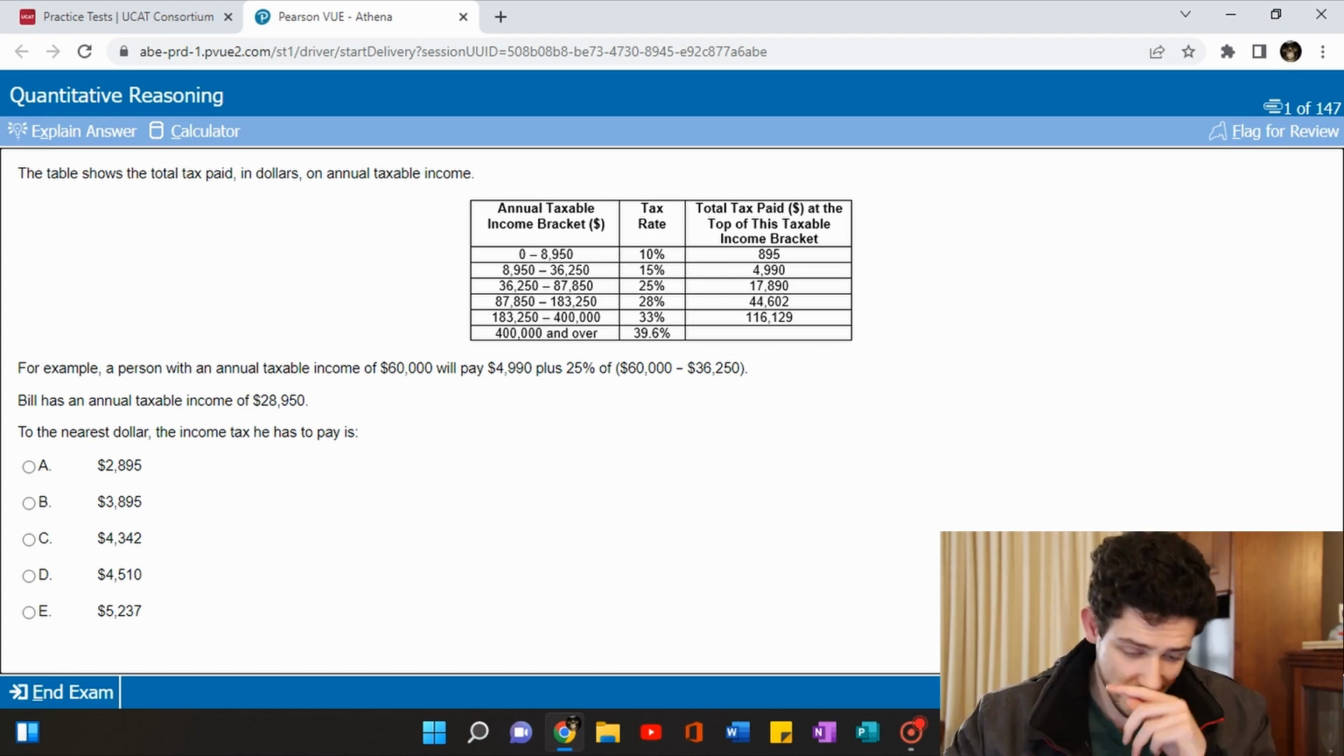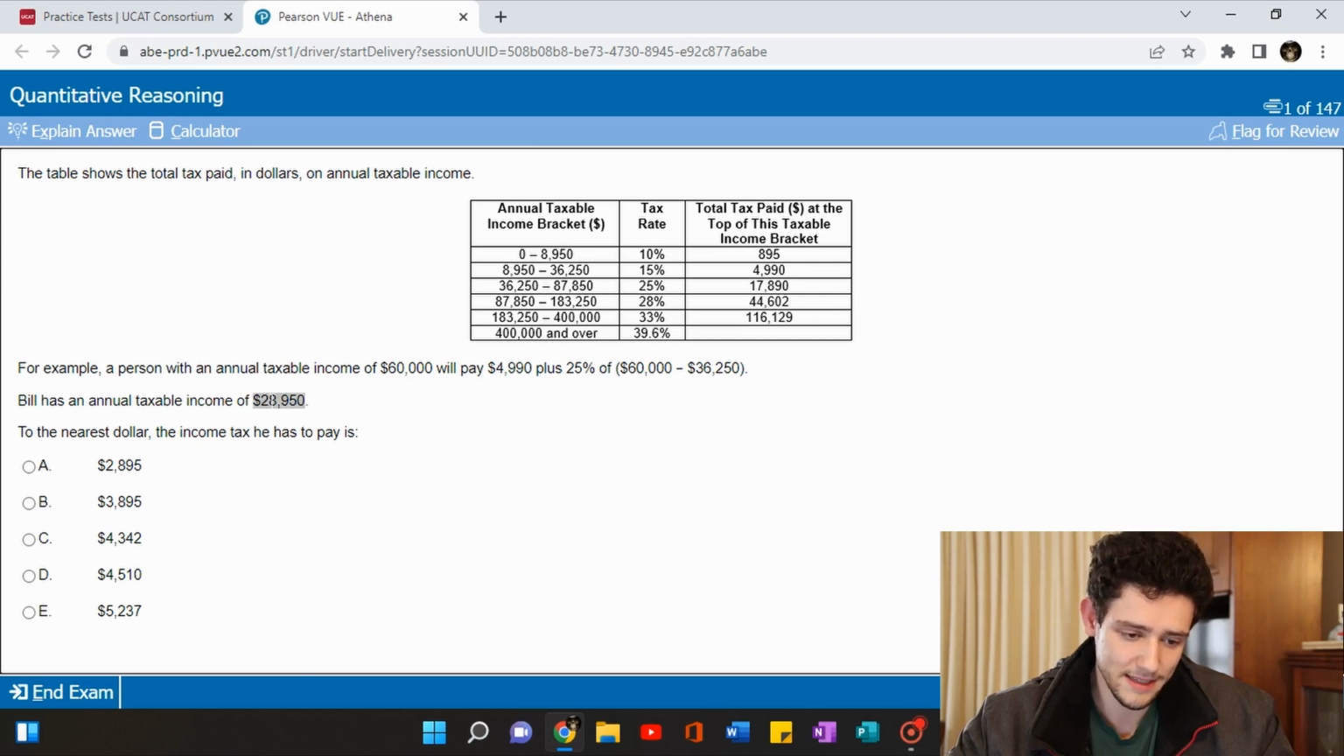For example, a person with an annual taxable income of $60,000 will pay $4,990 plus 25% of this. Before we actually get onto the question, we'll just break down what this means. $60,000 means that they're within this tax bracket right here. They'll pay $4,990, which is this, plus 25% of $60,000, taking the lower end of the bracket here. So all we have to do is apply it to this question.